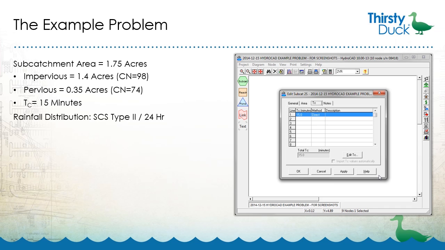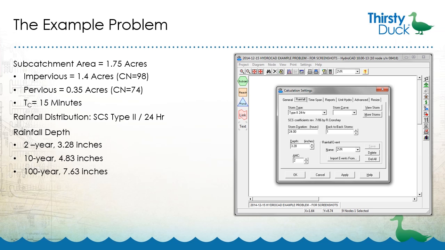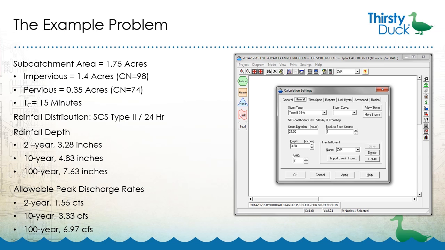The rainfall distribution is SCS Type 2, with the following 24-hour rainfall depths. 2-year, 3.28 inches. 10-year, 4.83 inches. 100-year, 7.63 inches. The allowable peak discharge rates are 2-year, 1.55 CFS, 10-year, 3.33 CFS, 100-year, 6.97 CFS.